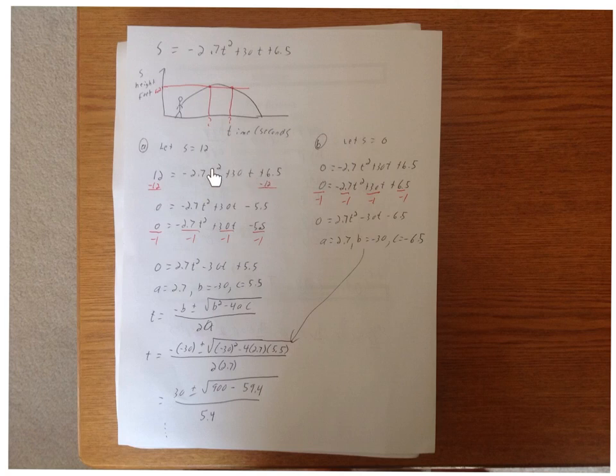You subtract 12 from each side, obtain S, and divide everything by -1. I don't like dealing with a negative A. I like a positive A, and so A is 2.7, B is -30, and C is 5.5.